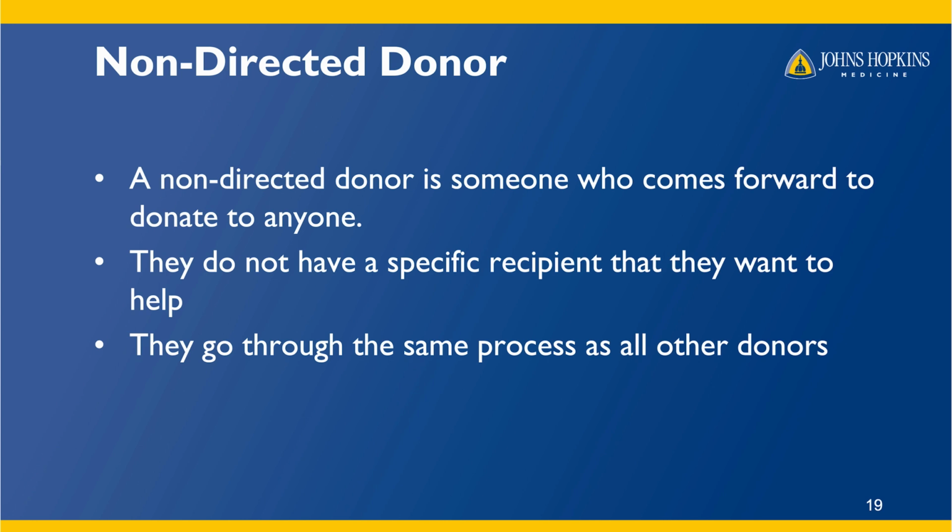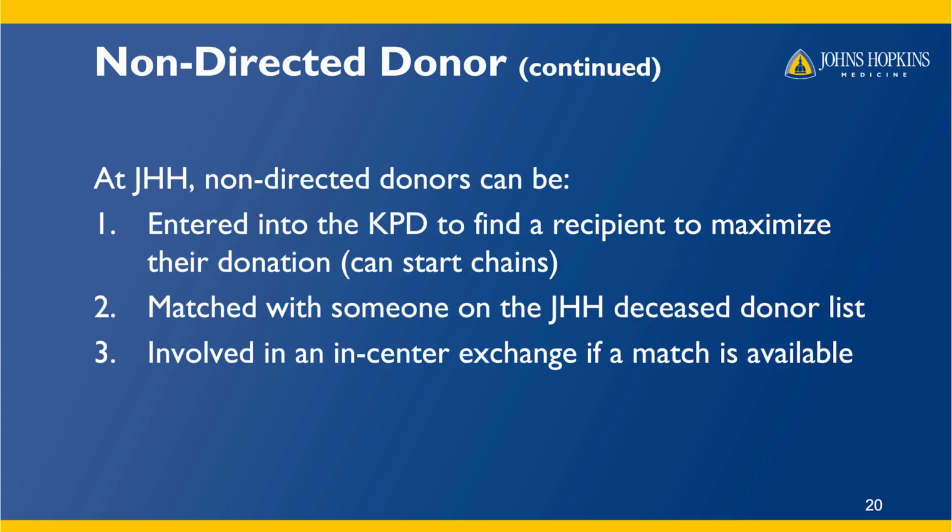A non-directed donor is someone who comes forward to donate to anyone. They do not have a specific recipient that they want to help. They go through the same process as all other donors, including medical, surgical, and psychosocial assessment. At Johns Hopkins, all non-directed donors talk with our psychiatrist as well as the social worker. At Johns Hopkins, non-directed donors can be entered into the KPD to find a recipient to maximize their donation. They will start a chain enabling multiple people to be transplanted. They can also be matched with someone on the Johns Hopkins deceased donor list or involved in an in-center exchange if a match is available.